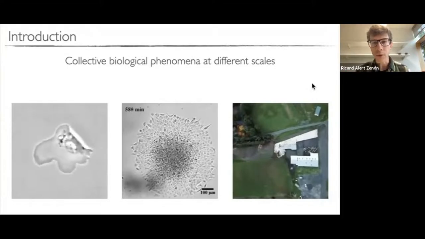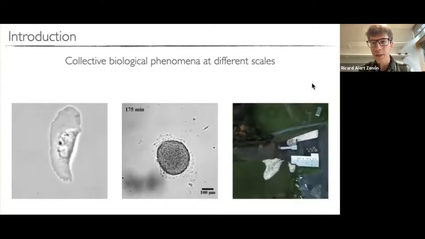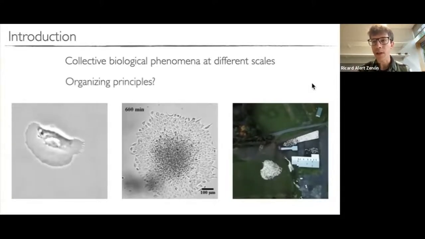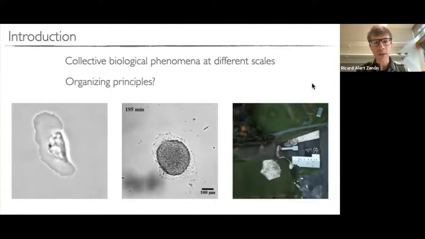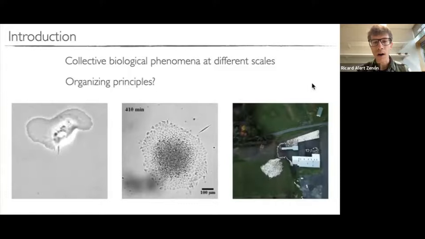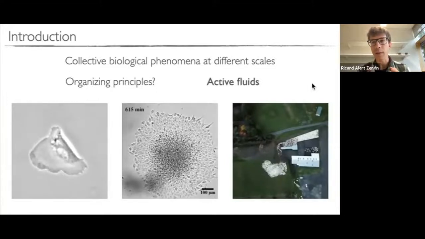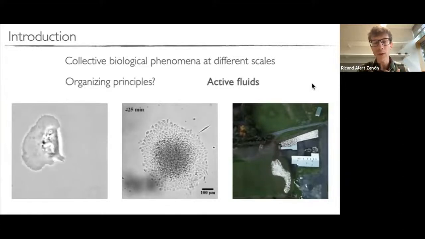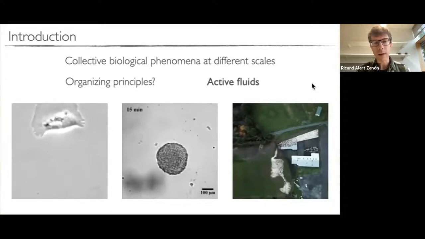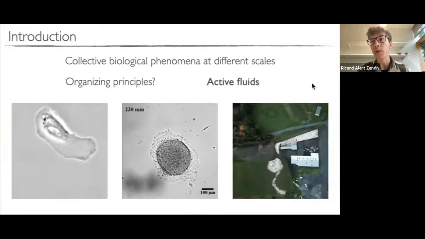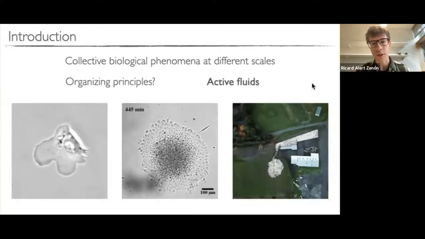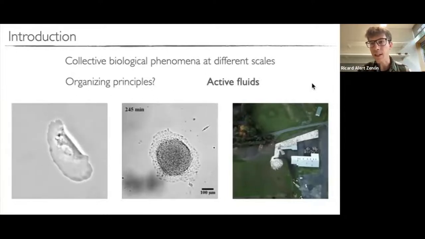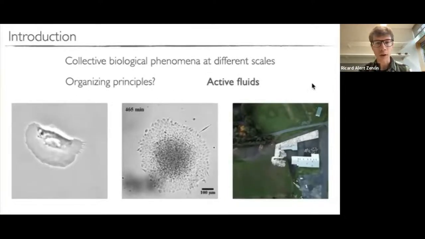And so one important question in the field is whether, despite the enormous differences between all of these systems, there are any organizing principles that can help us understand what's common between them. And so one possible answer to this question is that, in fact, all of the systems are what we call active fluids, in the sense that they are made by components that can use energy from the environment or from their own to move on their own. And so this allows these sorts of fluids to flow spontaneously without having to drive them with external forces. And so what I want to discuss today is, as I said, three different aspects of the fascinating physics of these active fluids. And so the talk will have three parts.